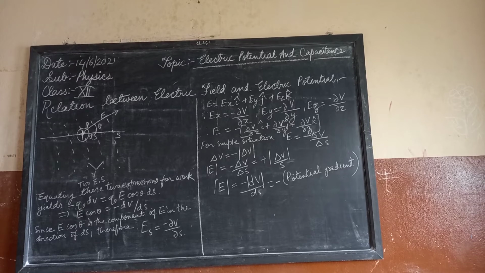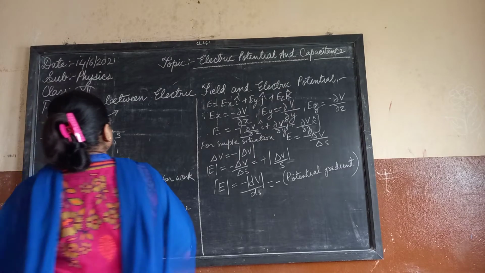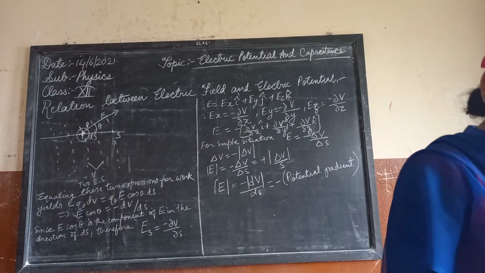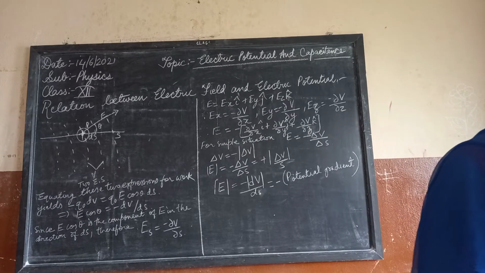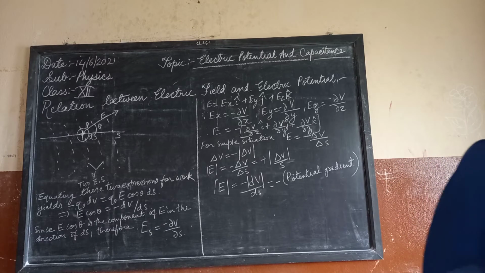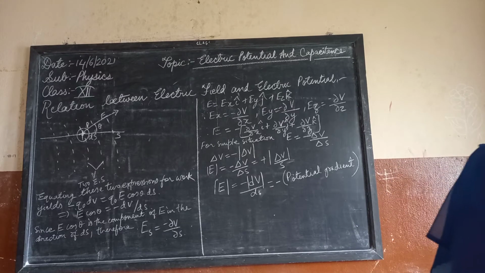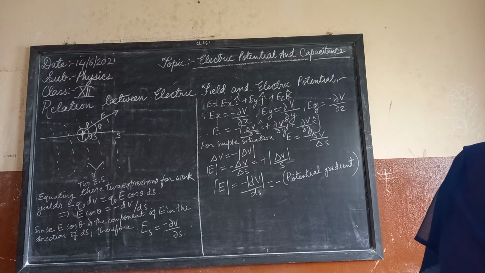So let's see, students, the relation between electric field and the electric potential. The relation between electric field and electric potential needs to be known very well. For this purpose, we are considering a positive test charge Q0 that moves a distance ds from one equipotential surface to another, and the displacement ds makes an angle theta with the direction of the electric field E.